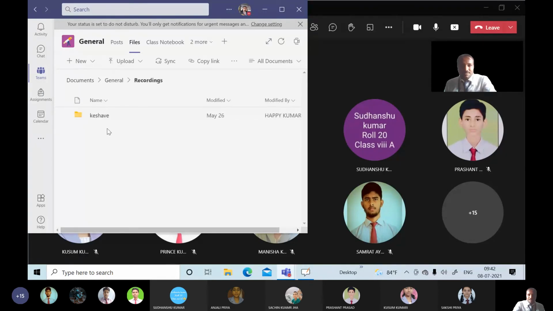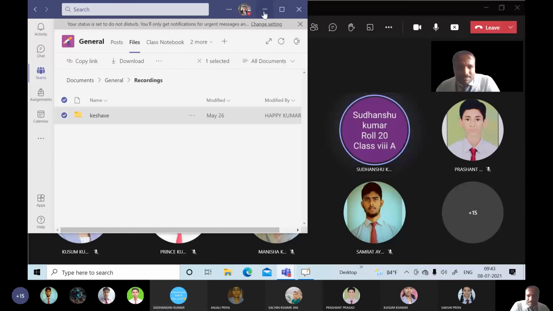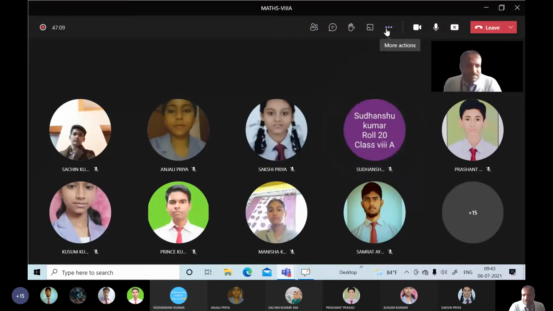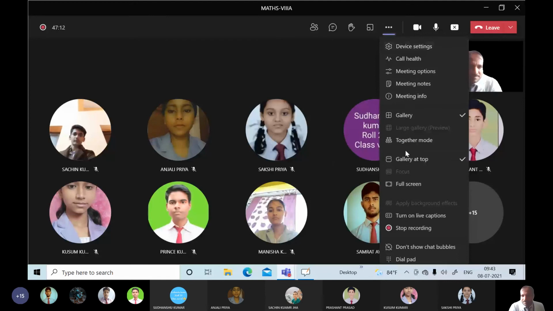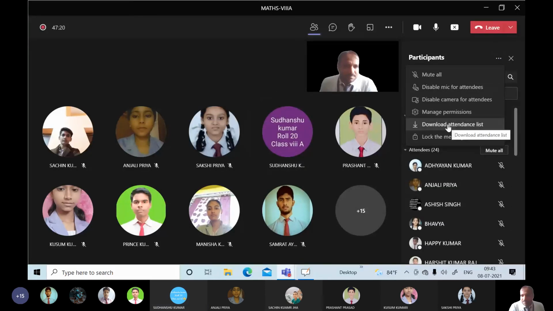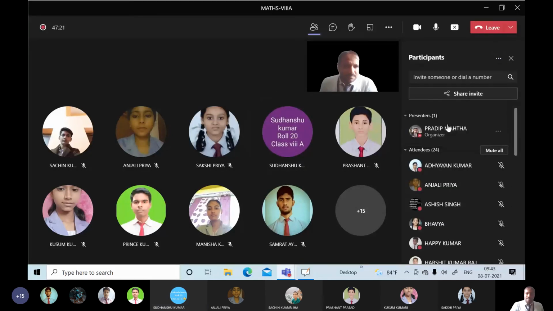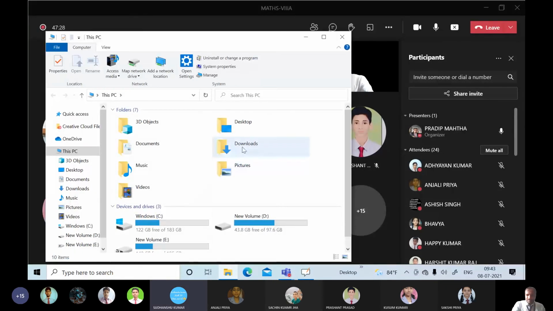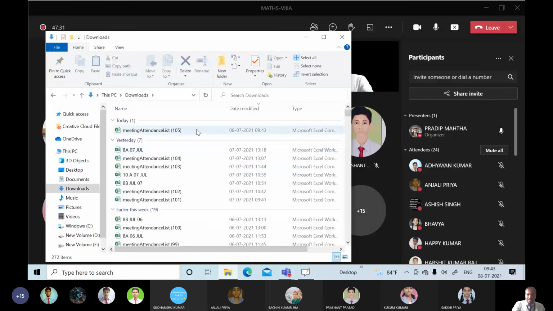Recording is not showing. It is showing of case up, so I am removing this. Nothing is there. The delete option is also there. No problem. Later on, I will be watching. Now I will be downloading your attendance. Okay, let me see whether it has been downloaded or not. Yes, it has been downloaded.